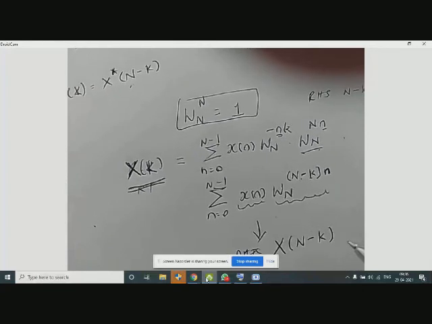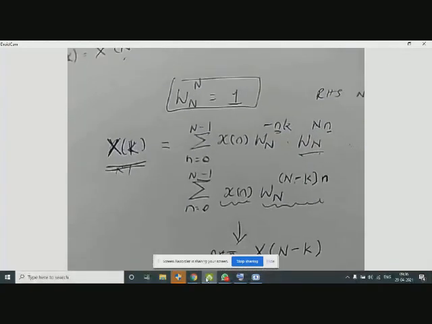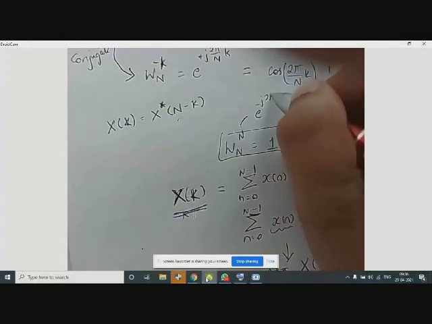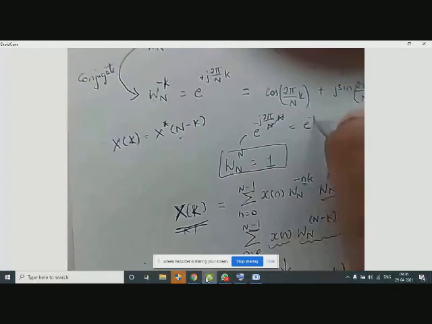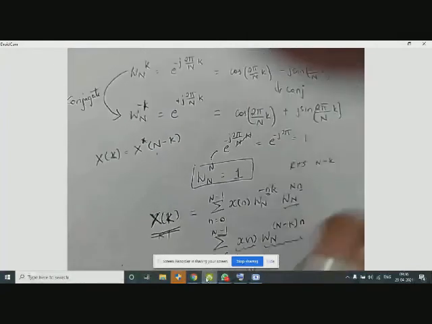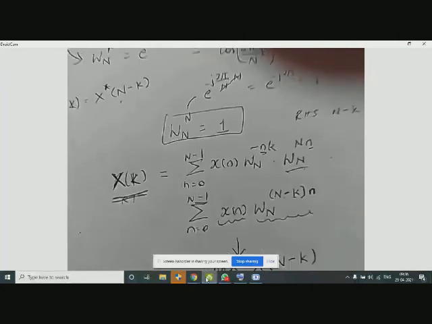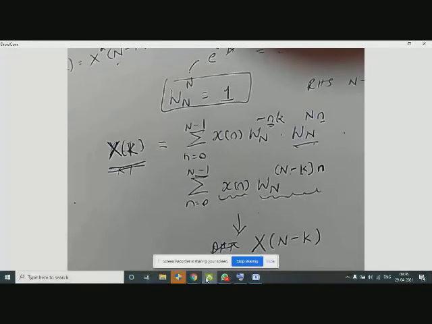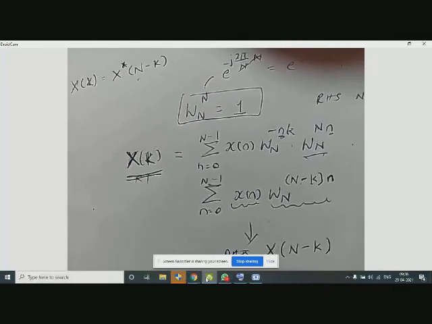Anuj? Anuj was the one asking me, right? Yeah. W_N power n is 1, right? How is it? e power minus j 2 pi by n into n is what? This n and n goes, this is nothing but e power minus j 2 pi. Is it not? e power minus j 2 pi is nothing but 1. Yeah, that is 1. I have multiplied 1. Instead of 1, I am writing it as W_N power n. That's all. Okay.